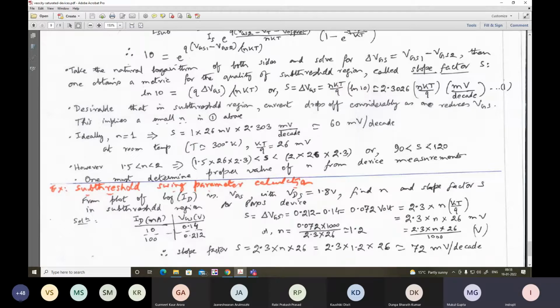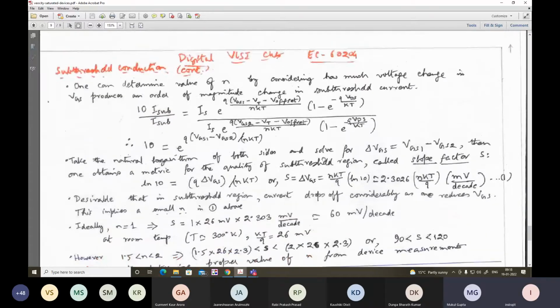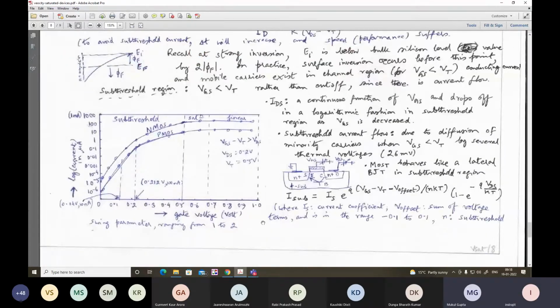So S equals delta VGS, the difference of the gate to source voltage, 0.14 to 0.212, that is only 72 millivolt. And we can find the value of n. n will be found to be nearly 1.2. So a slope factor of 72 millivolt is equivalent to saying that the subthreshold swing parameter is 1.2. So that's how we discuss the subthreshold conduction.